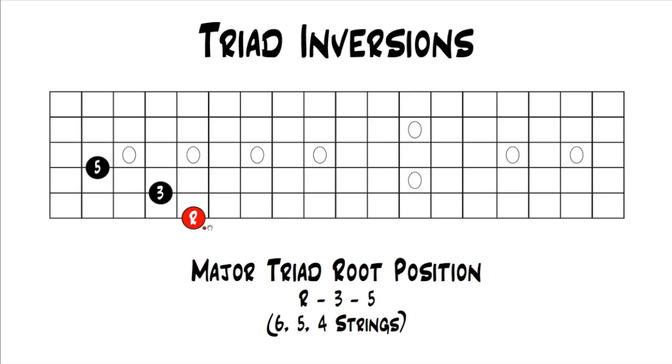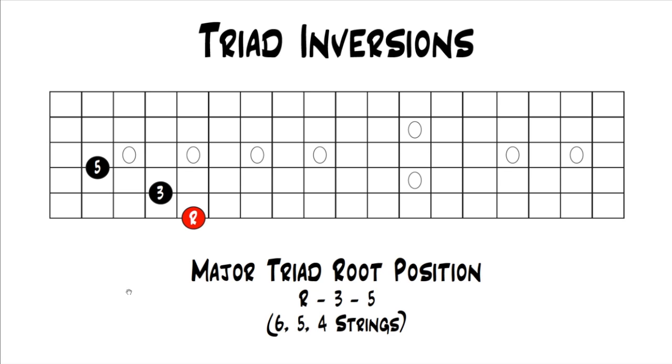Inversions allow you to play on the same string set up the fretboard. So we can take this major triad and play it up the fretboard. For example, this is technically an A major triad because that's where this root note is landing. Playing inversions would allow us to play the A major triad up the fretboard. And I'll show you how to do that right now. So this is root position.